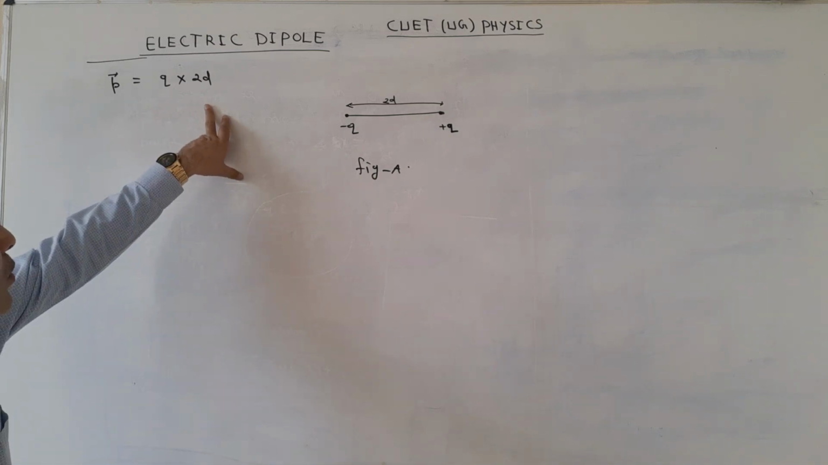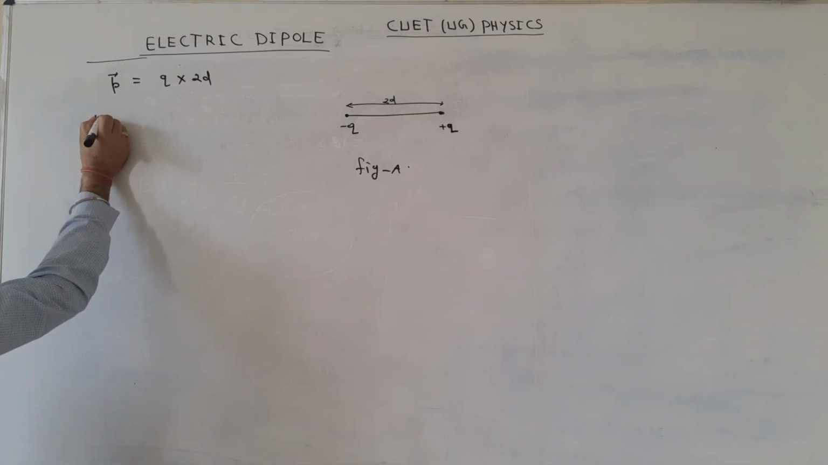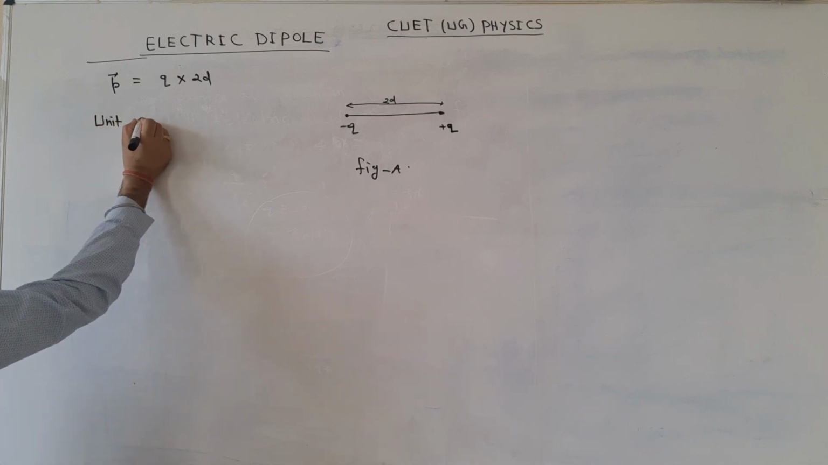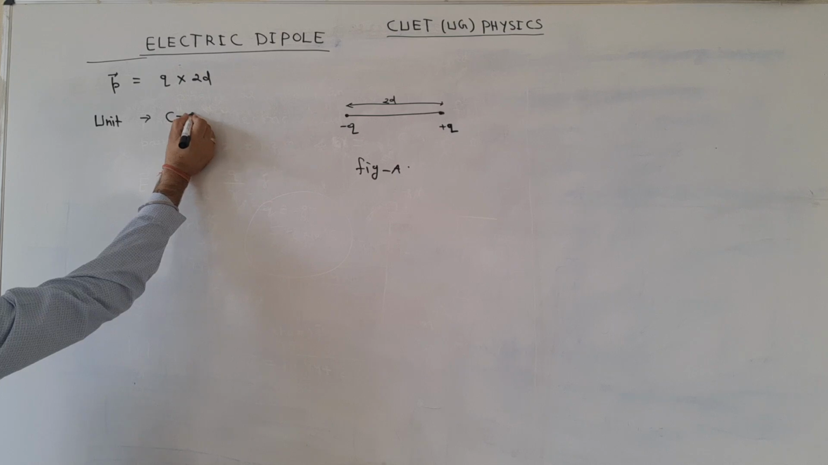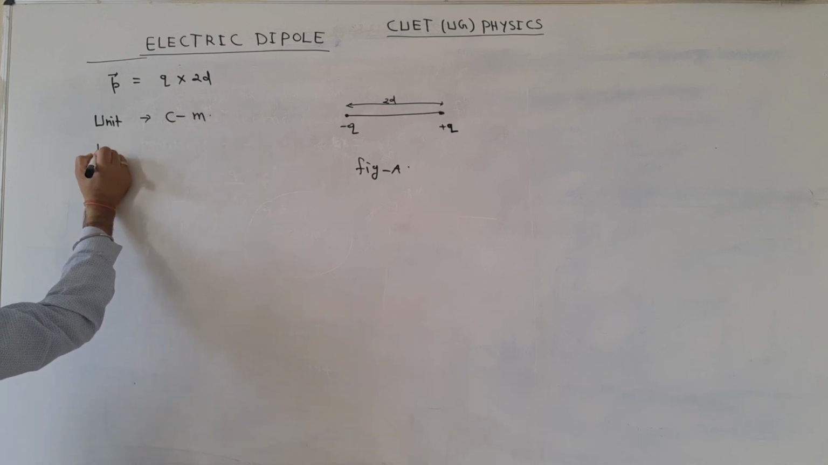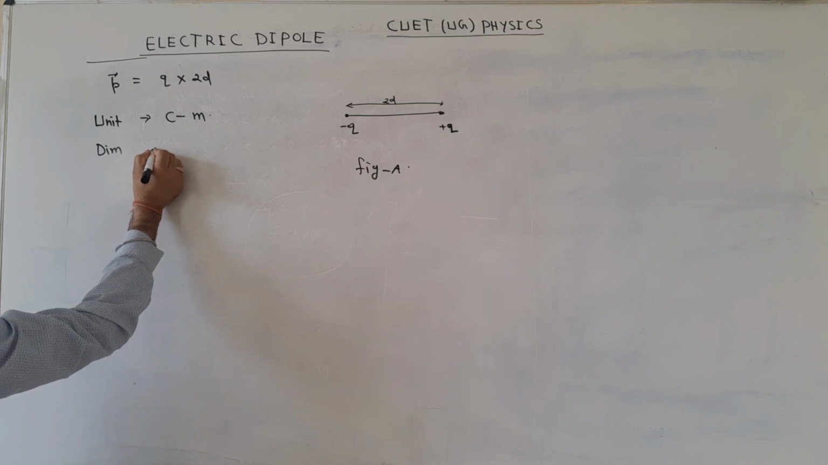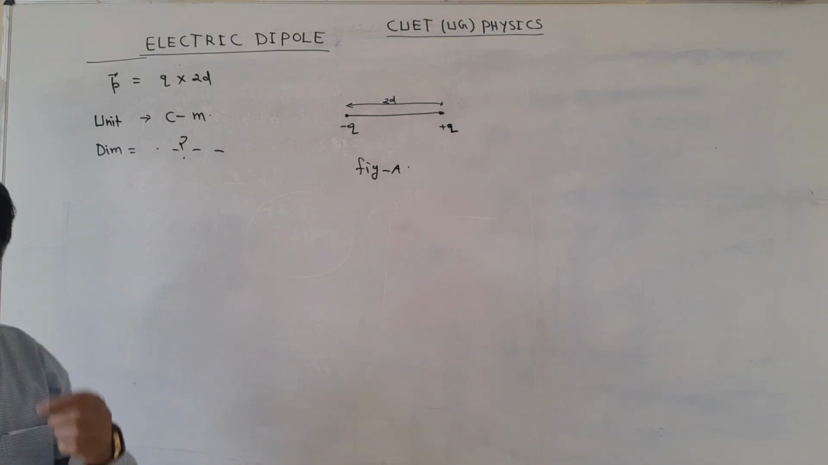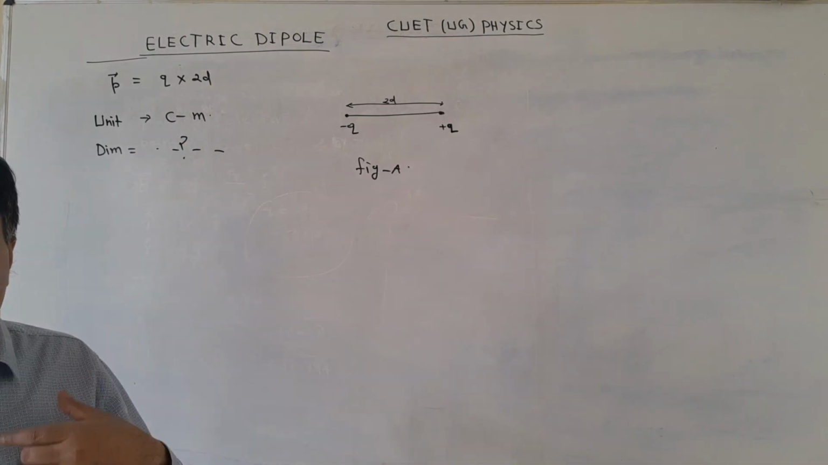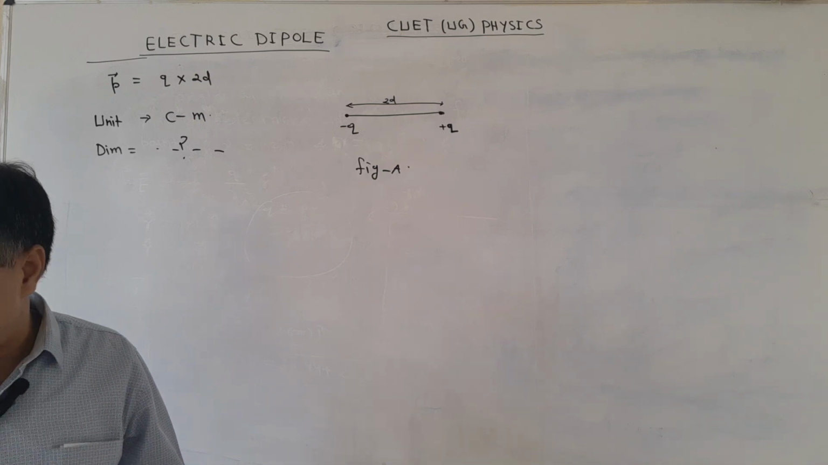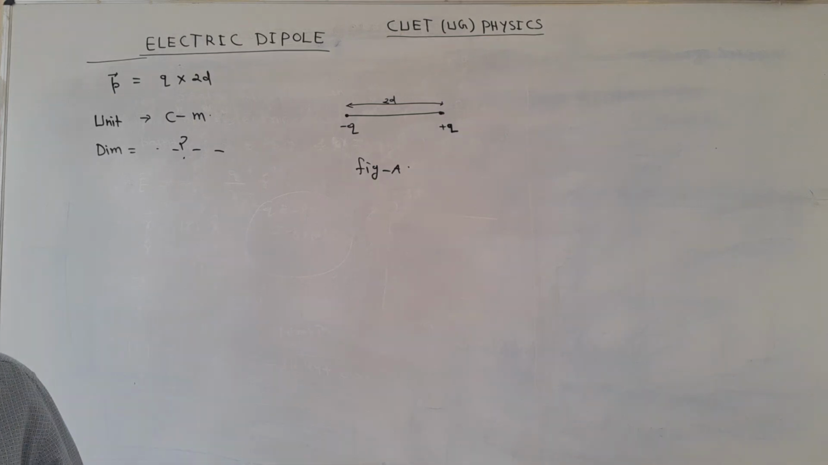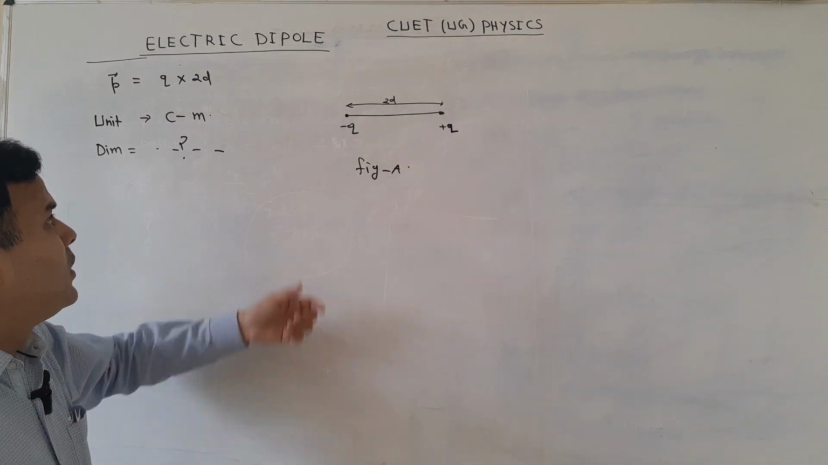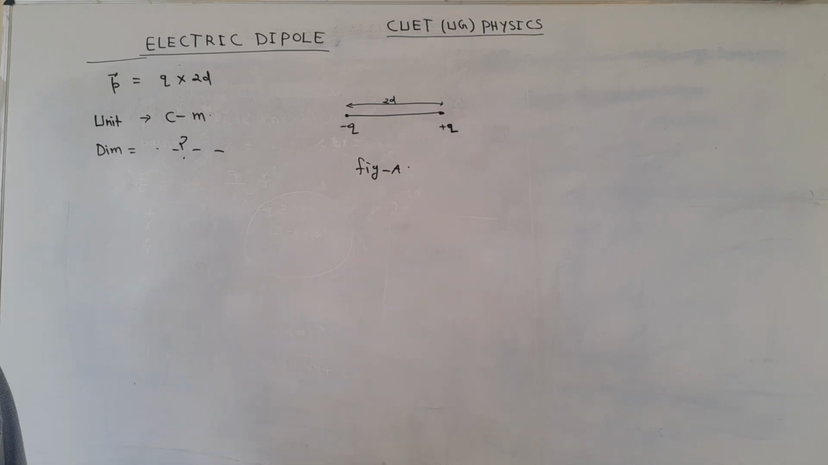So q cross 2d. Its unit is coulomb meter, and you can write the dimension. I just leave it to you. So what is the dimension? This is the way to represent the electric dipole. There is another definition of electric dipole: an electric dipole is a pair of point charges with equal magnitude but opposite in direction and separated by a distance.